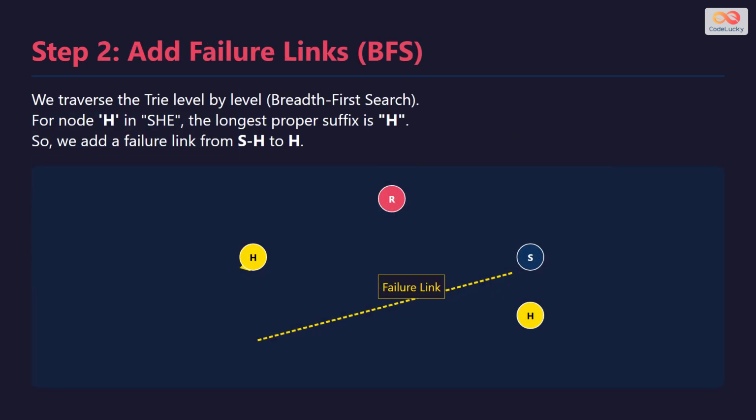Next, we add the failure links using a breadth-first search. For every node, we determine where to go if the next character fails to match. For example, if we have matched sh and she, but the next letter is not e, we can fail gracefully to the node representing h.